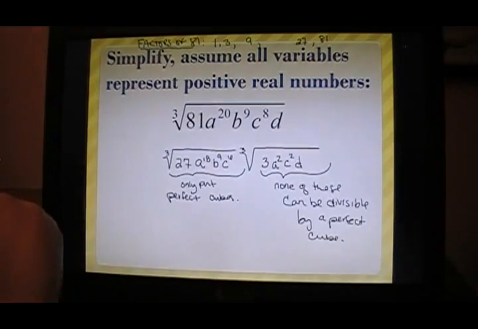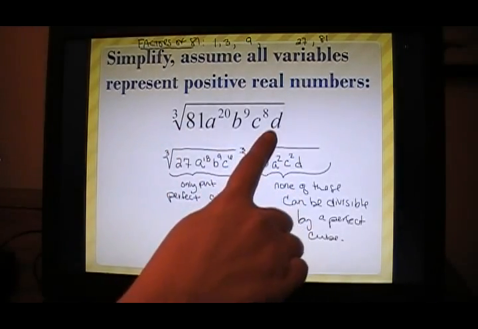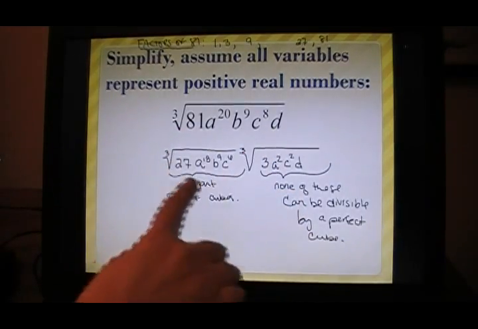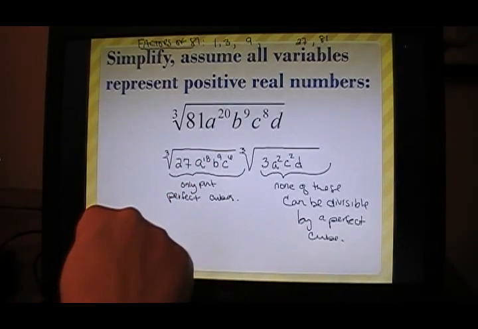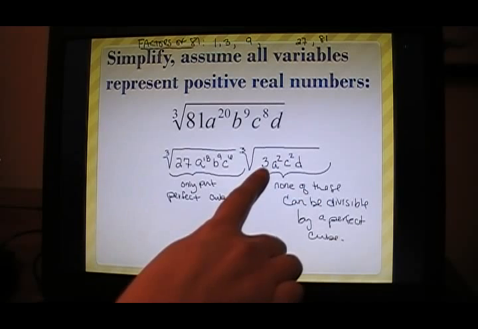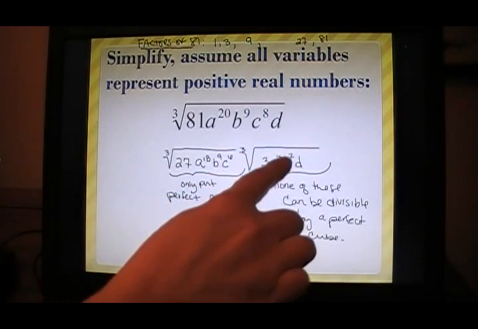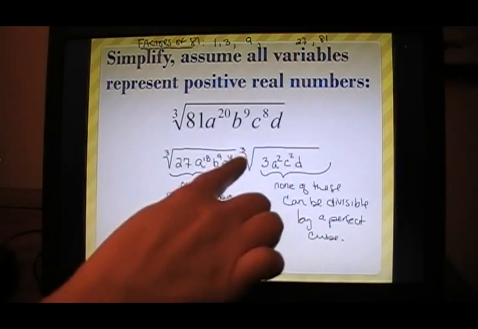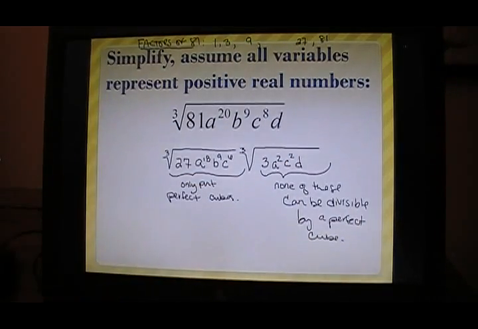Okay, so just a quick check. When I multiply these, do I get this? Yes. Are all of these perfect cubes? Yes, right? All of these powers are divisible by 3. And is it true that 3 is not divisible by a perfect cube other than 1? Yes. Is it true that all of these powers are less than 3? Yes. So what we did so far is right.